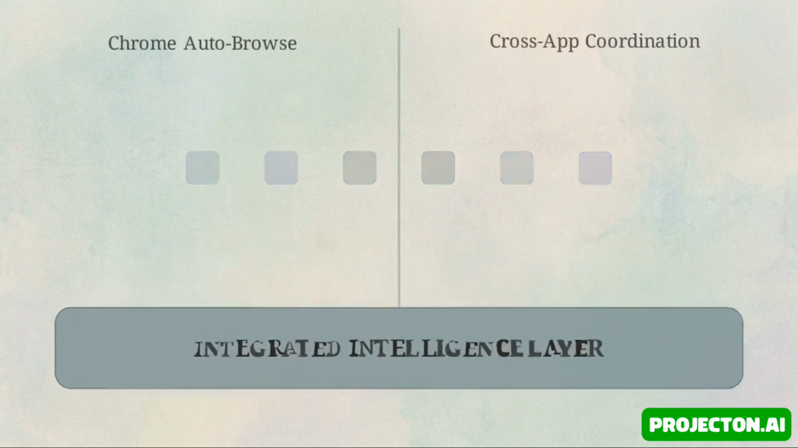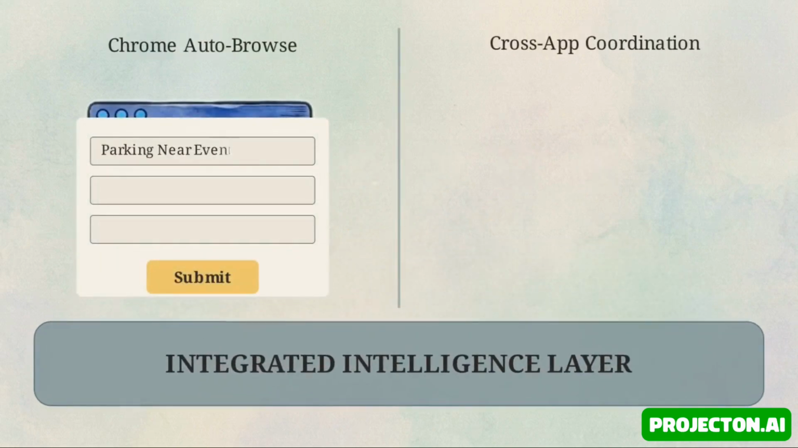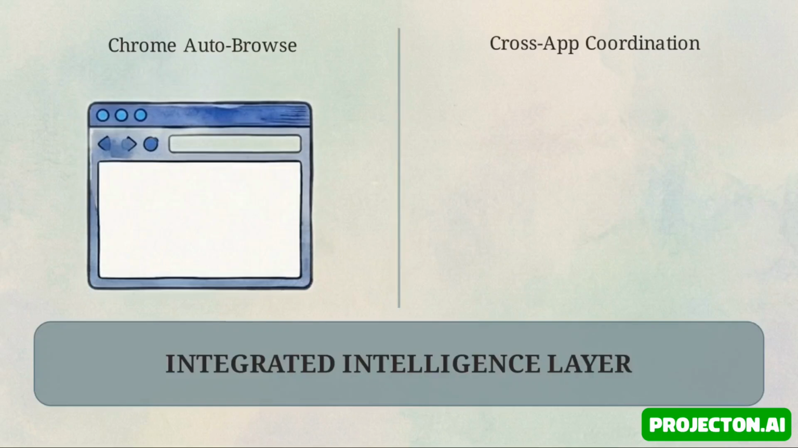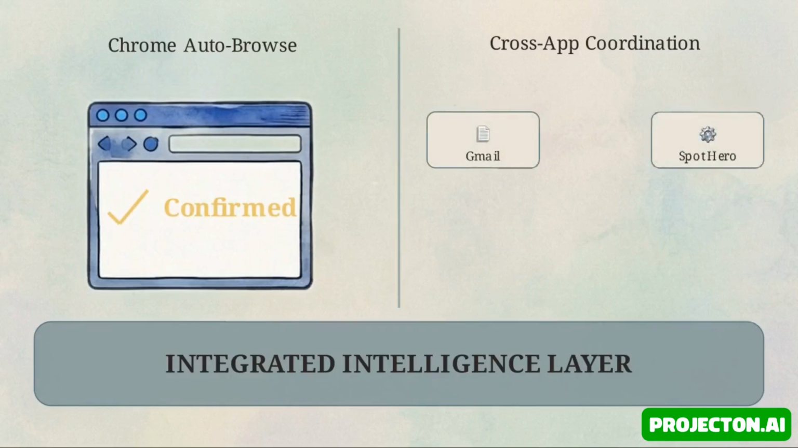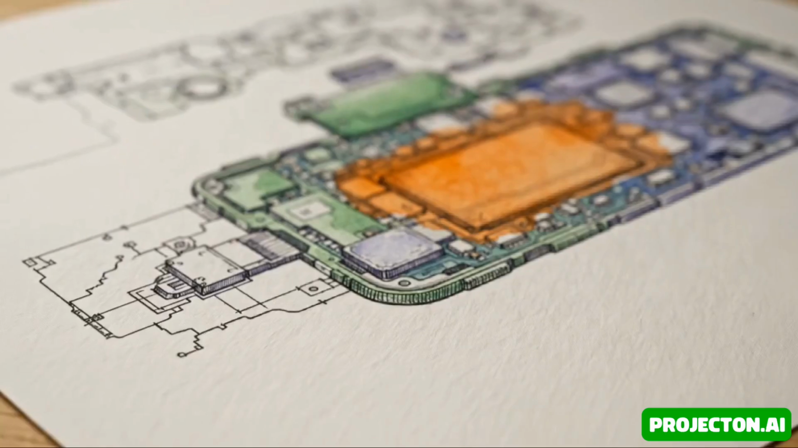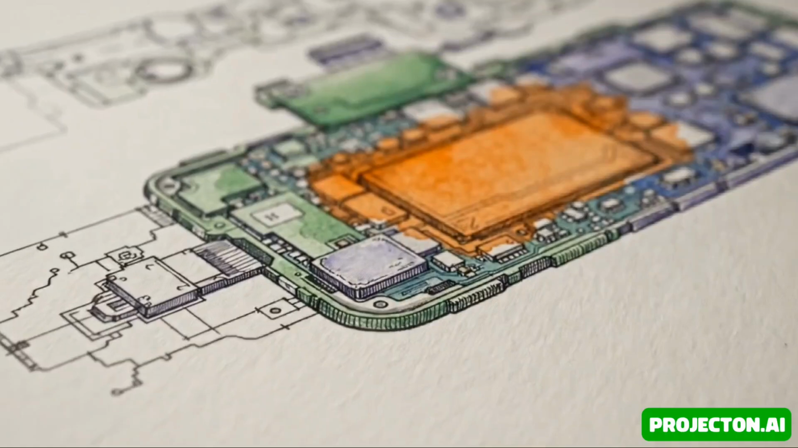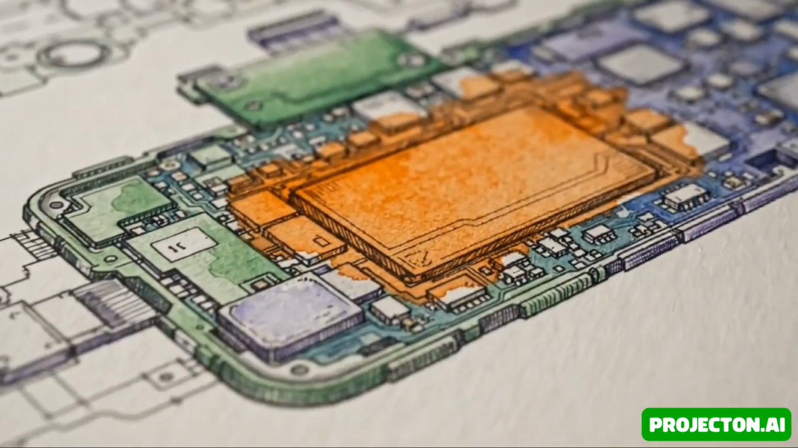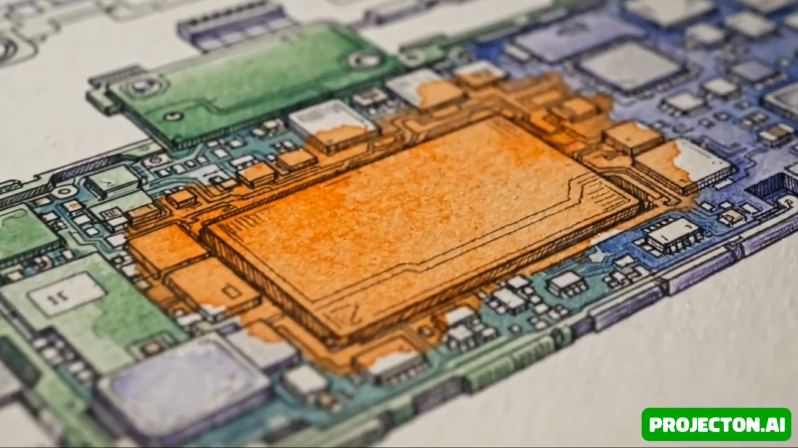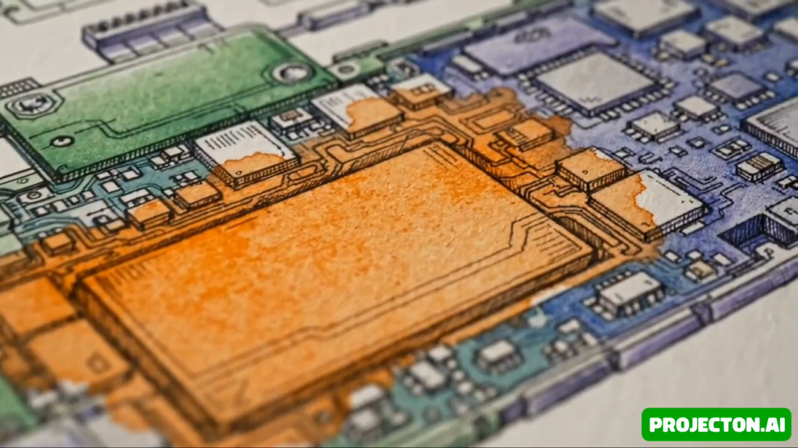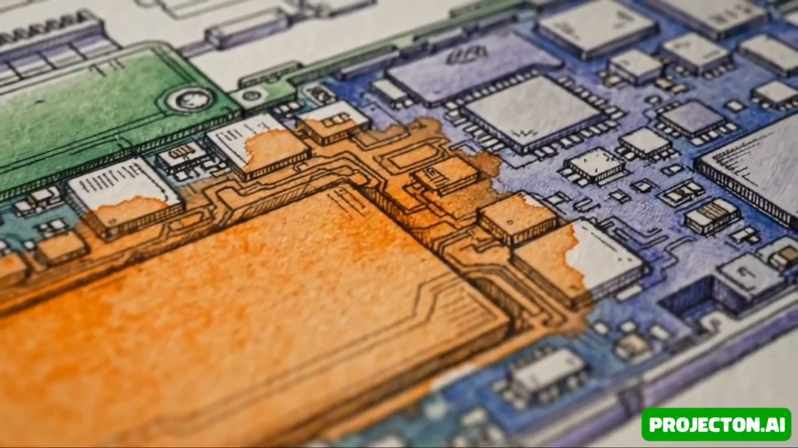The result is a system capable of autonomous workflows, like Chrome's auto browse. If a user needs parking, the system pulls ticket data from Gmail, processes it through the AI layer, and automatically triggers a reservation inside SpotHero. Powering these workflows requires high-capacity language models, but running them natively on mobile hardware creates a significant hurdle, providing intelligence without exhausting battery or RAM.